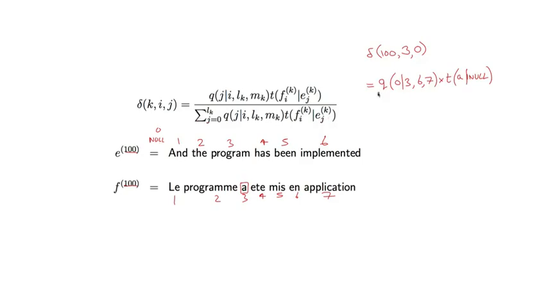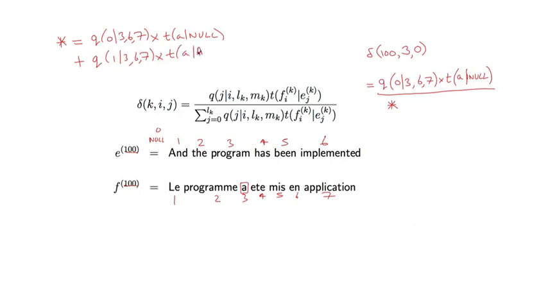So now look at the denominator. So this whole thing is going to be divided by some expression, star. Let me write star over here. So star is actually going to be a sum of terms where we're going to consider each of these possible English positions. And so this is actually going to be Q of 0 given 3, 6, 7 times T of A given null, plus Q of 1 given 3, 6, 7 times T of A given and.